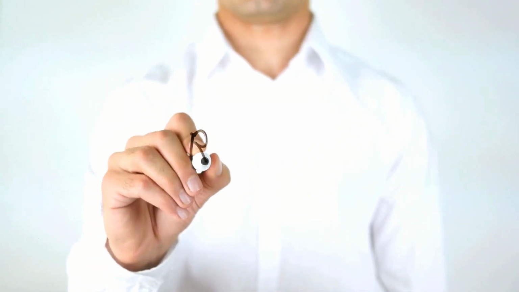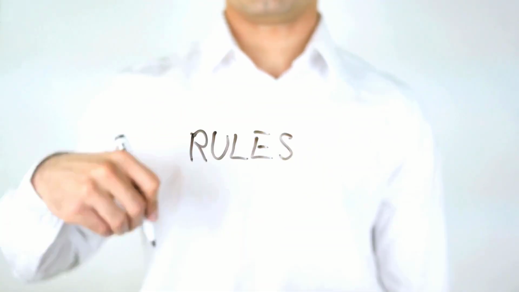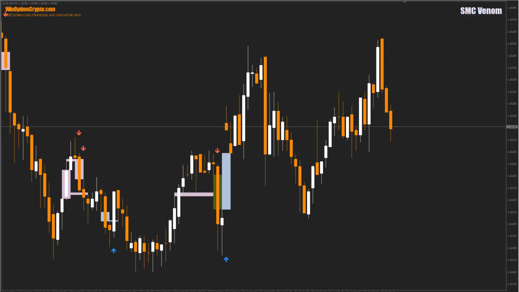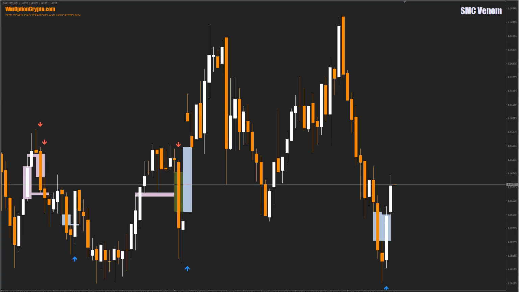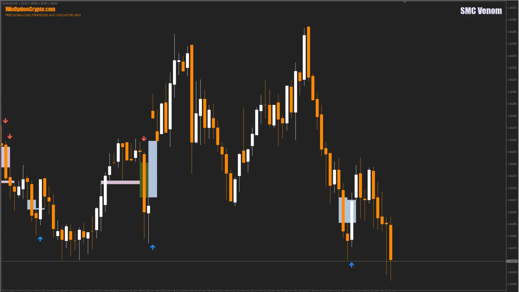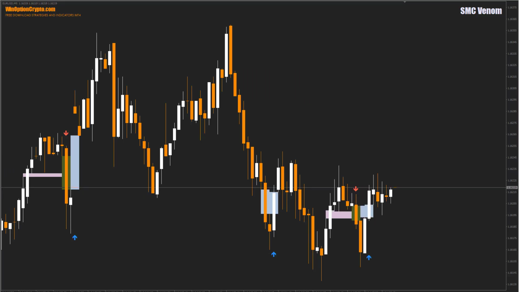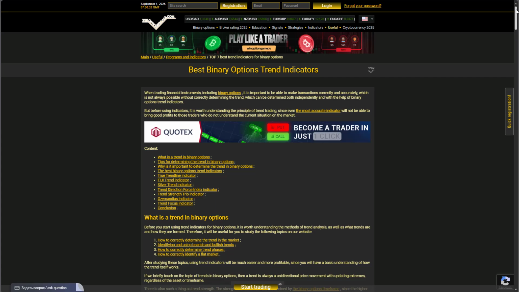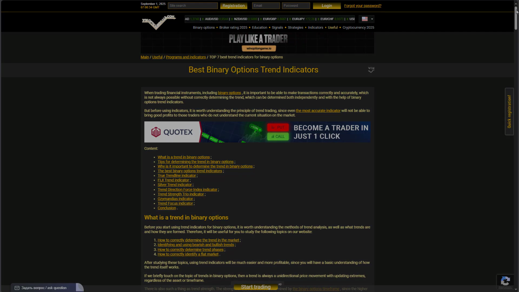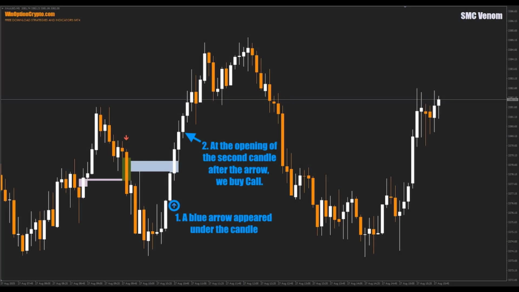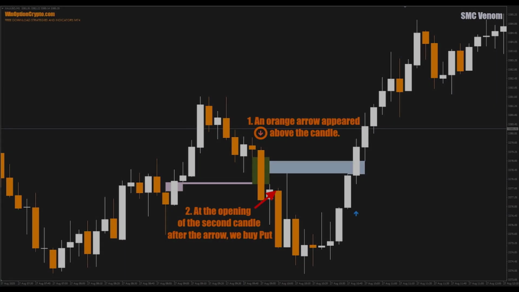Let's look at the trading rules for this strategy. Trading using the SMC Venom system is quite simple. A trader simply needs to wait for the strategy signal and open a trade in the desired direction. If desired, one of the trend indicators described in the article, the best trend indicators for binary options, can be added to this system. So to open a call option, you need to: 1. Wait for a blue arrow to appear below the candlestick. 2. Buy a call option on the open of the second candlestick after the arrow.